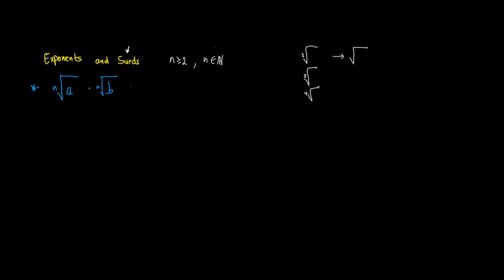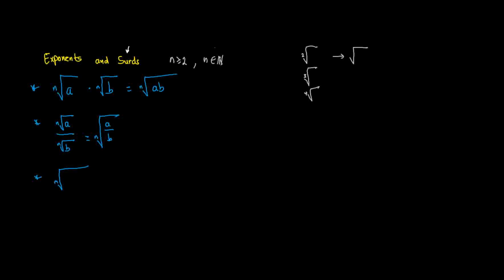The nth root of a times the nth root of b is equal to the nth root of ab, right? So you multiply the a and the b, and it's all under the radical sign, under the square root, or the nth root. Next, let's say we have the nth root of a over the nth root of b. That's equal to the nth root of the entire fraction a over b, right? And now I'm trying to recall the laws as well.